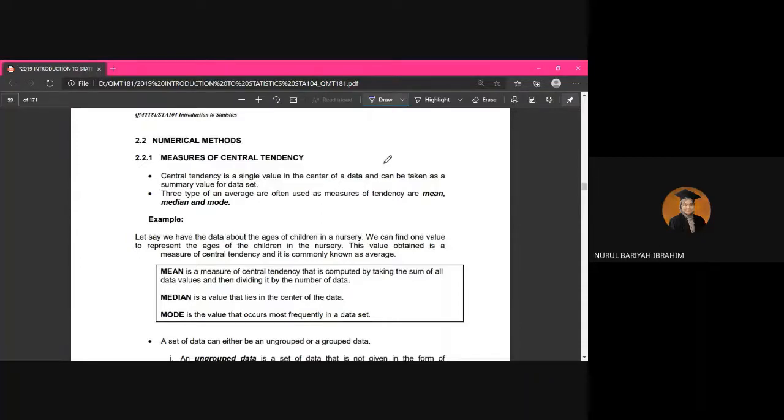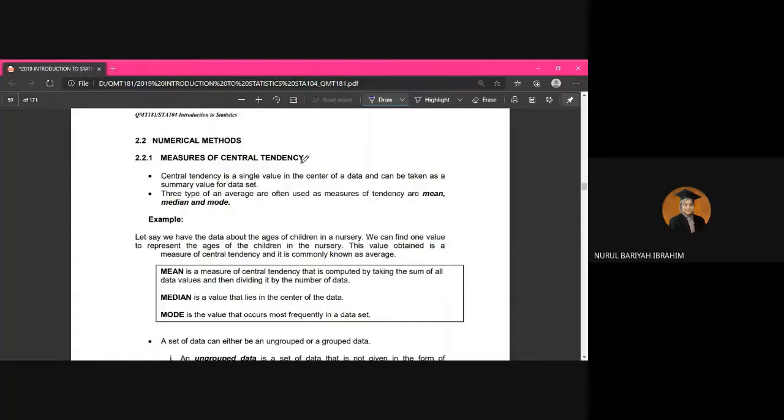Here also we have grouped and ungrouped data. So today I focus on ungrouped data first. There is mean, median and mode, which are the measurements of central tendency. So what is the central tendency? It is a single value in the center of a data. It can be taken as a summary value for a data set. So we will have only one value that will represent all the data. So we will have either mean, median or mode.